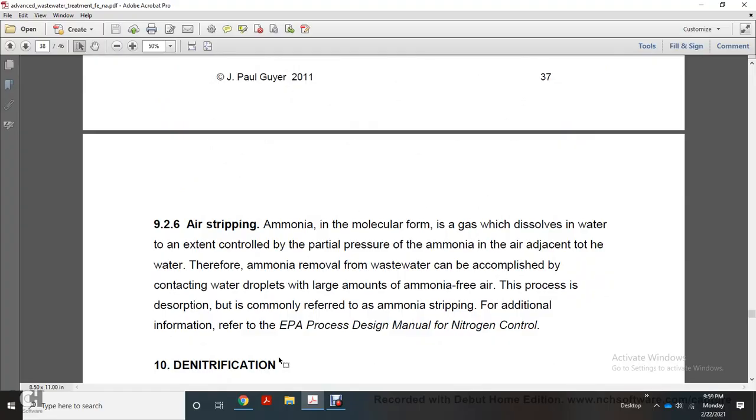Alright, air stripping. Ammonia is the molecular form in the gas which dissolves in water, and the extent is controlled by the partial pressure of the ammonia in the air adjacent to the top of the water. Therefore, ammonia removal from the wastewater can be accomplished by contacting water droplets with a large amount of ammonia-free air. The process of desorption is commonly referred to as ammonia stripping. For additional information, see the EPA process design manual for nitrogen control.